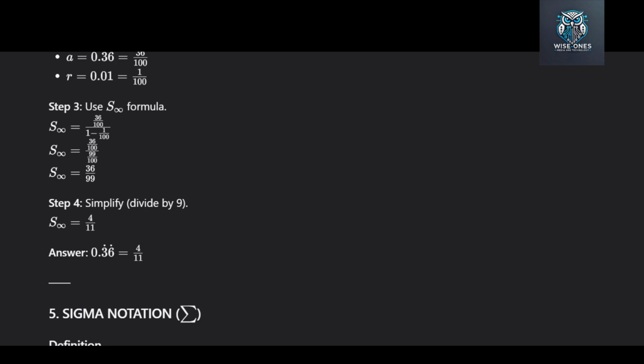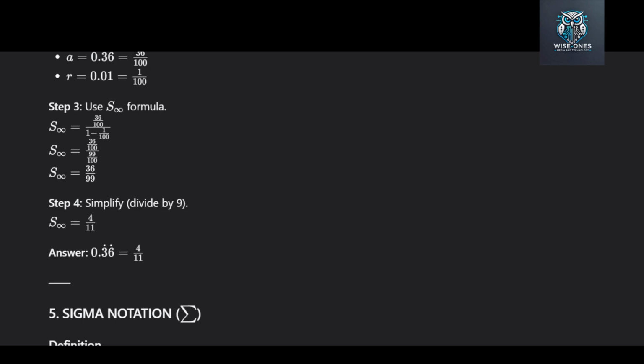Step 4, simplify. Both numbers can be divided by 9. 36 divided by 9 is 4. 99 divided by 9 is 11, so the fraction is 4 over 11. Answer: 0.36 recurring equals 4 over 11. This is a standard trick for converting recurring decimals.